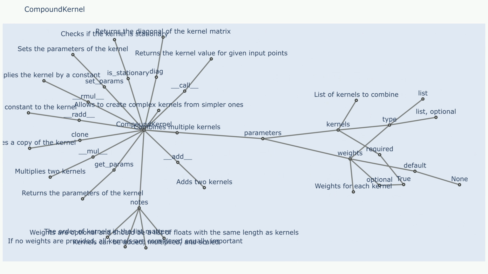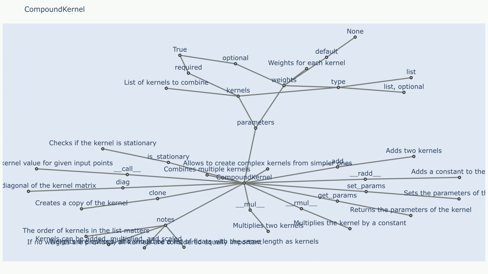Points to consider. Hyperparameter optimization. Carefully tune the hyperparameters of each individual kernel within the compound structure for optimal performance. Overfitting. Be cautious of overfitting, especially when using complex compound kernels. Consider techniques like cross-validation to prevent overfitting.